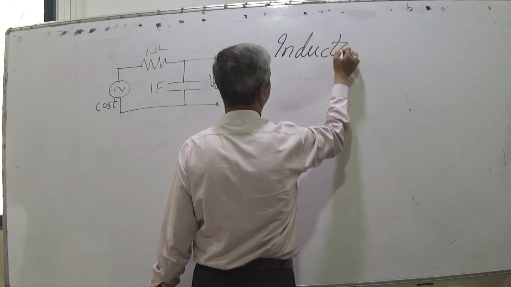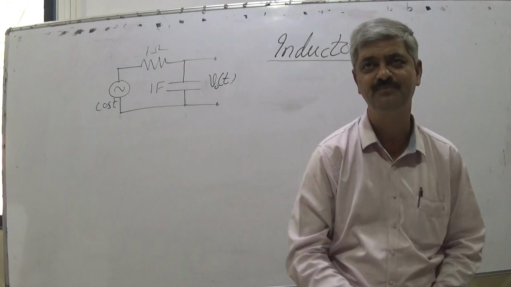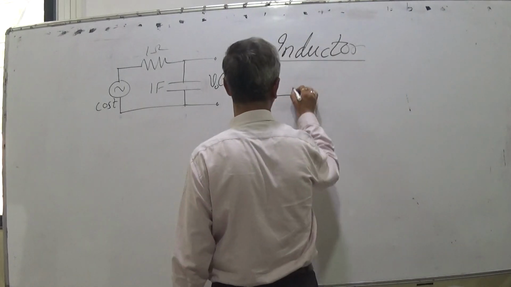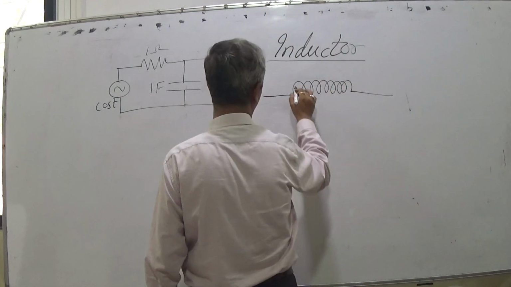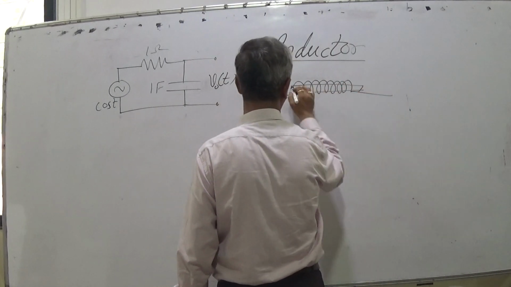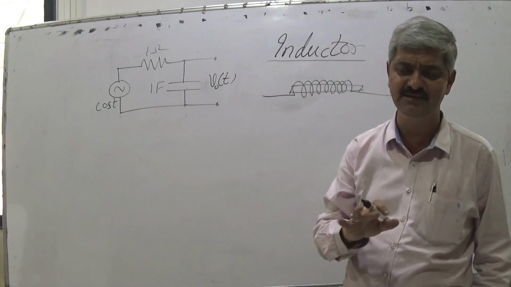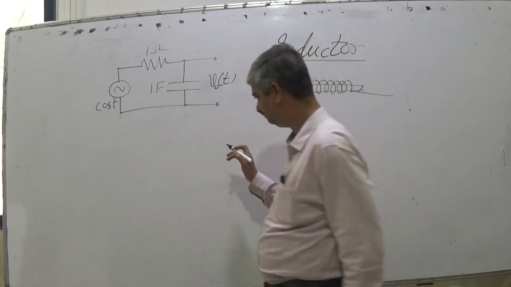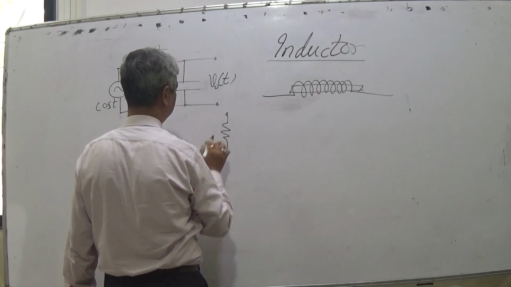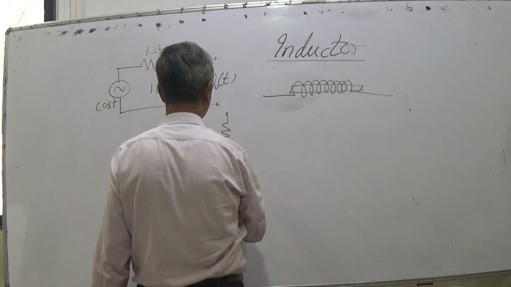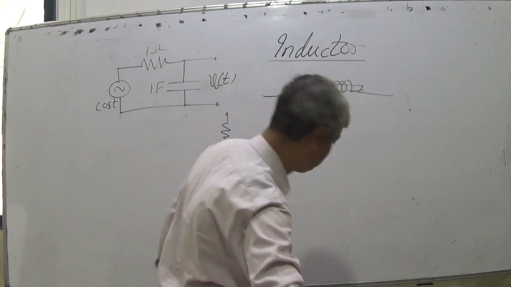The inductor, which you are aware of, is a coil. A coil, normally, is on some ferrite core. We don't go into the constructional details and fundamentals. Resistor, then capacitor, I write in a horizontal way.